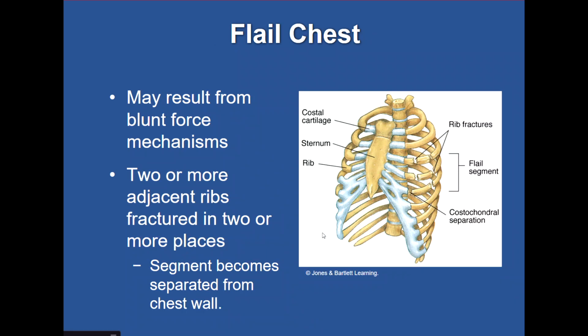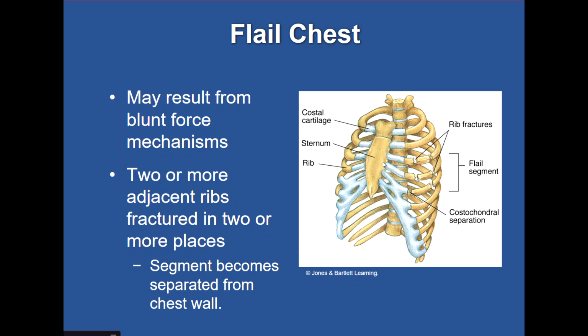Now, when you have 2 or more ribs broken in 2 or more places, you can actually get a free-floating segment known as a flail segment. And you'll see here these ribs, 2 or more, broken in 2 or more places. So this is now free-floating. And what tends to happen is this moves in the opposite direction of the rest of the chest cavity.